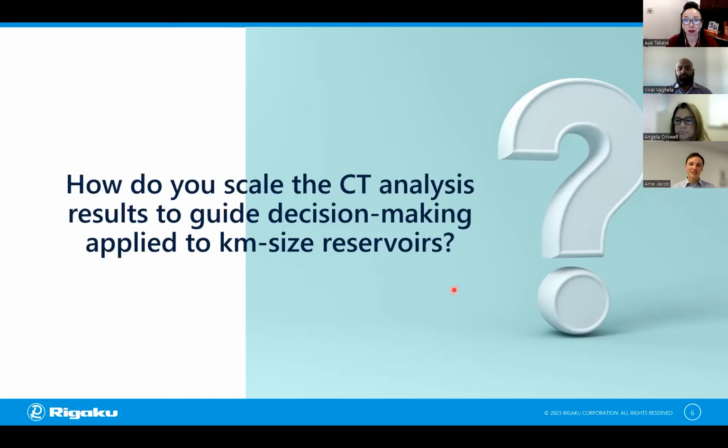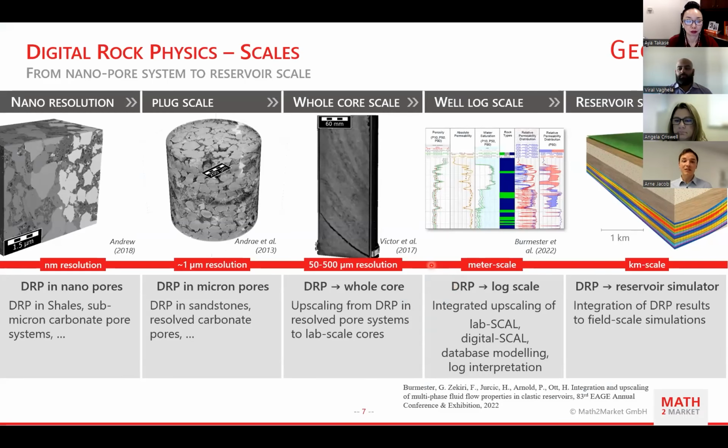Yes, so DRP is almost every time about upscaling the data or the results you obtain from digital rock physics. When we start from the plug scale, which is usually the scale on which you would run micro computed tomography measurements, you have, of course, only a tiny bit of your reservoir represented in that plug. And since you want to know the properties of the whole reservoir, you have to upscale the information you get on a very small scale.